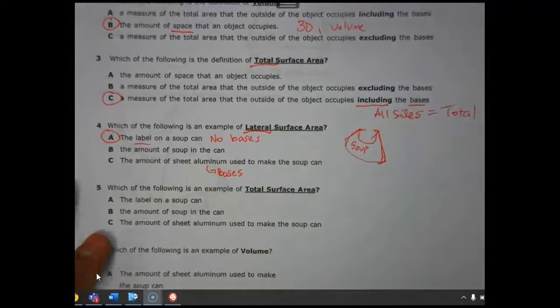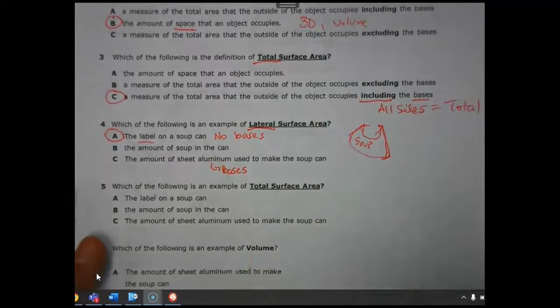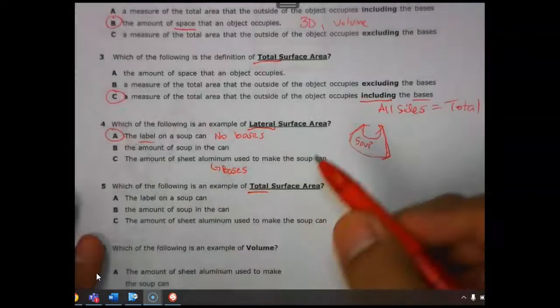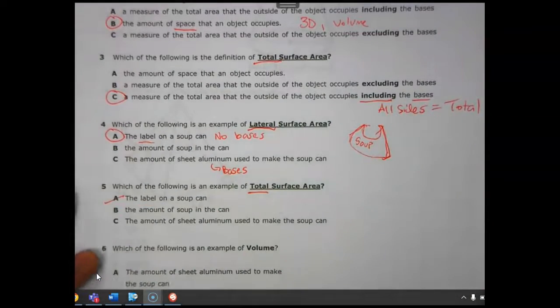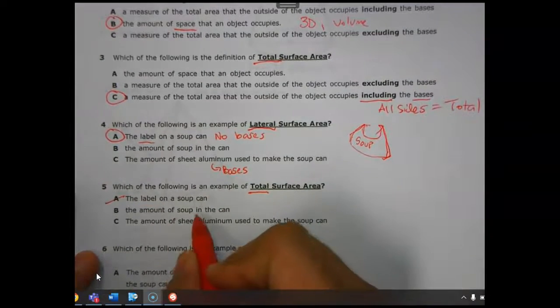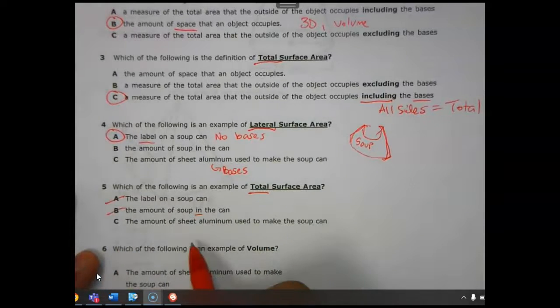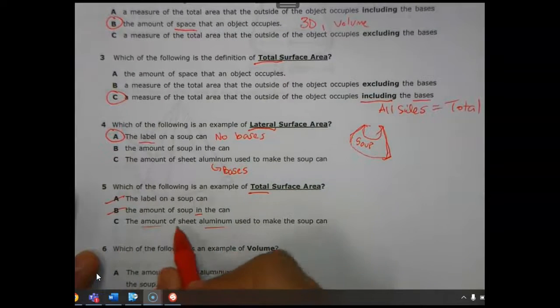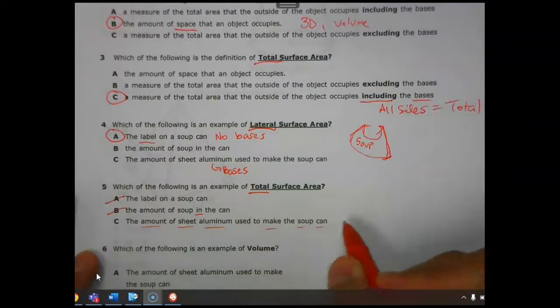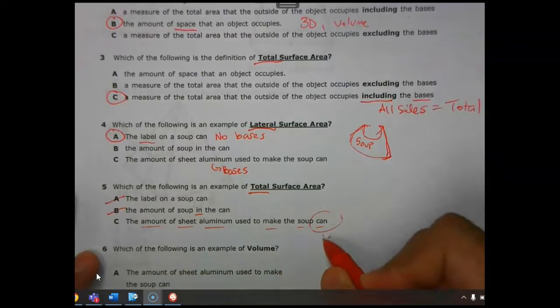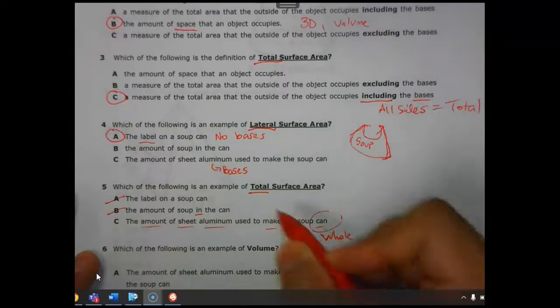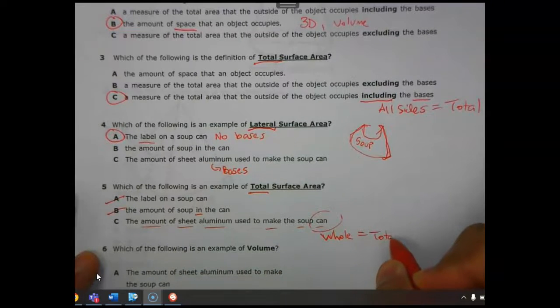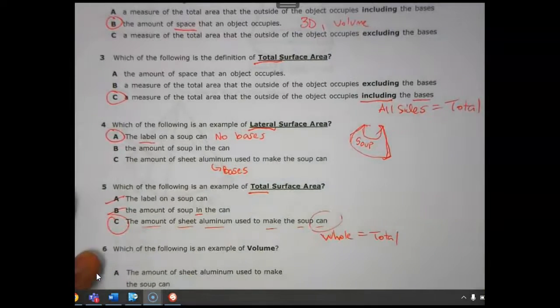Okay. Number 5. Which of the following is an example of total surface area? So we don't want to just have a label. Okay. So not just a label. And surface area is not inside. So it's the whole aluminum. The amount of aluminum to make the whole soup can. The whole can is going to be the total surface area. So that's going to be letter C.